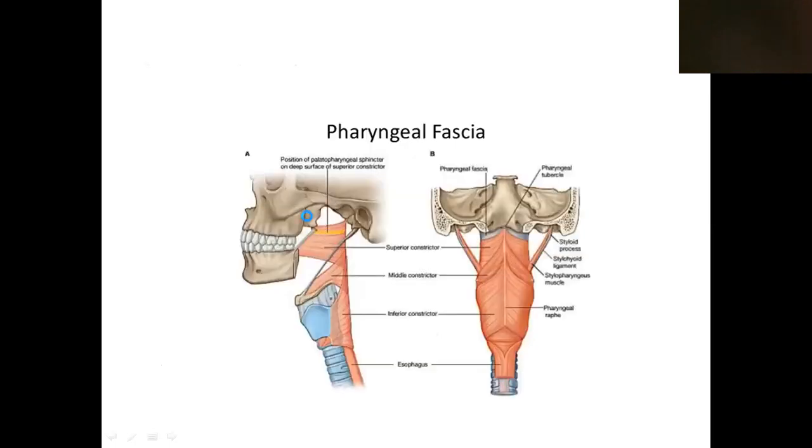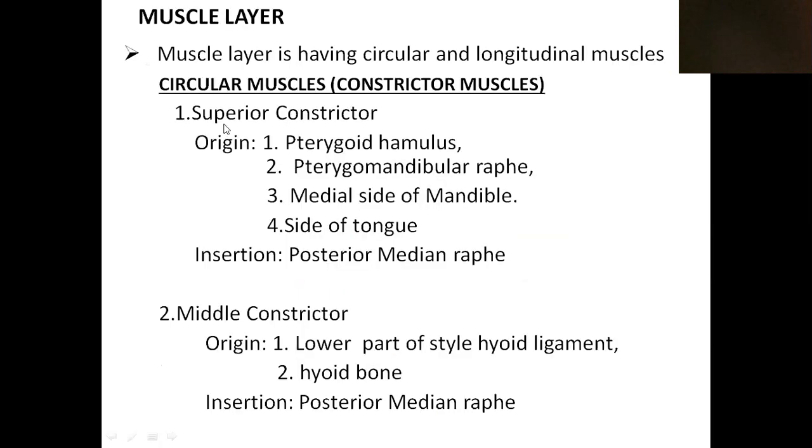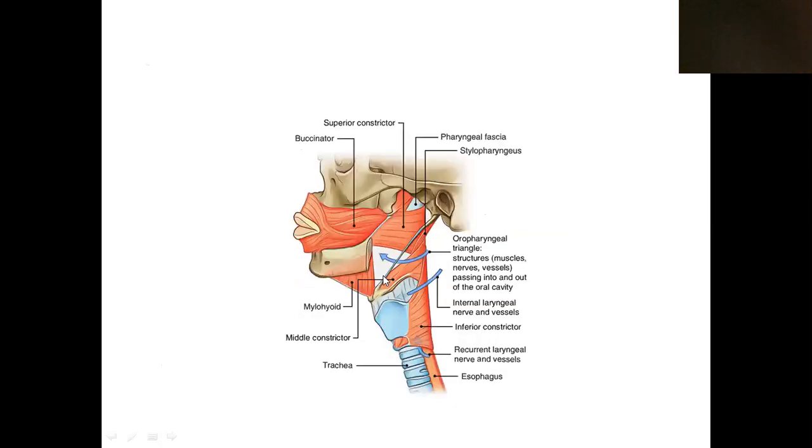First one, the superior constrictor muscle. We have to discuss the origin and insertion of the superior constrictor. It arises from the pterygoid hamulus, pterygomandibular raphe, medial side of the mandible and the side of the tongue. See, this is the pterygoid plate. The lower end of the medial pterygoid plate has one hook-shaped projection. That hook-shaped projection is known as the pterygoid hamulus. From the pterygoid hamulus to the mandible, this fibrous band is known as the pterygomandibular raphe.